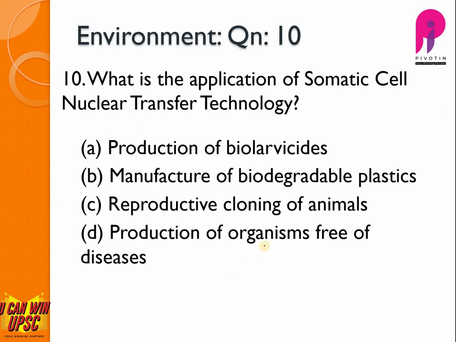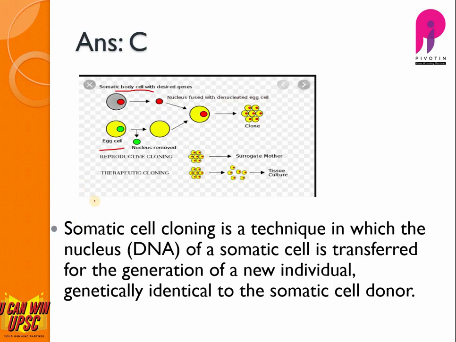Question number 10. What is the application of somatic cell nuclear transfer technology? Actually, the answer to this question is reproductive cloning of animals. Let's check. Actually, there are two cells, the somatic cell and the egg cell. In this technique, the nucleus from the somatic body cell is taken and the nucleus from the egg cell is removed, and the nucleus of the somatic cell is fit into the egg cell and the cloning is done. Actually, in this technique, the new individuals which are produced are genetically identical to the somatic body cell donor.